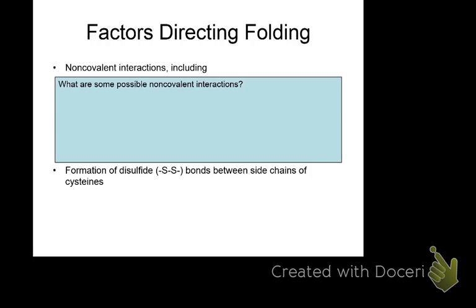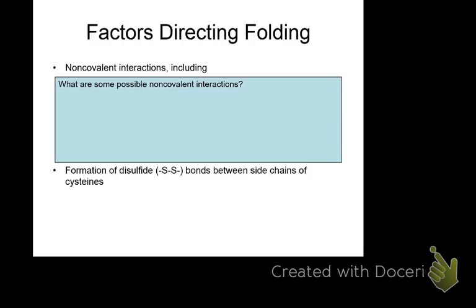So what are some of the possible non-covalent interactions? Because there are a couple of covalent interactions that we can talk about. What are some of the non-covalent interactions that we could have? What kind of interactions that are not covalent occur between amino acids? It could be between their side chains. It could be between the backbones. It could be between the amino acids and their environment. But what are some of the possibilities, the types of bonding that can occur?